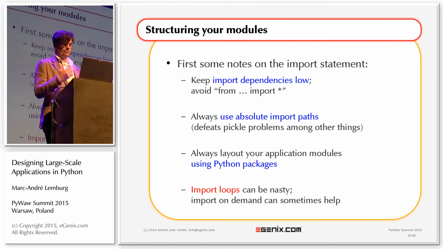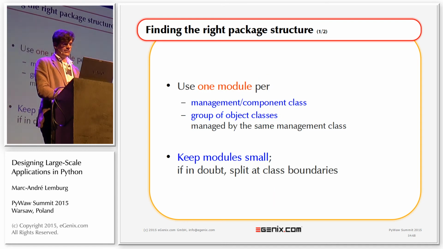You try to prevent import loops, which are really nasty in your applications. You always use absolute import paths. This is especially important for large-scale applications because you can easily get lost if you have hundreds of modules in your application. You immediately want to know where to look in your application if you want to find something. This is very important.